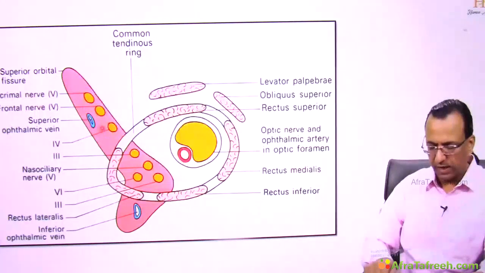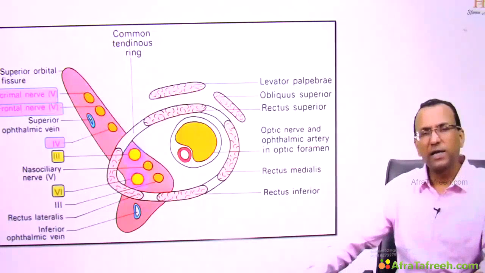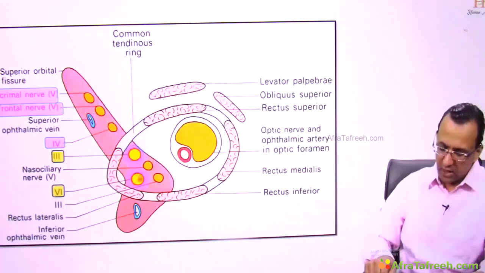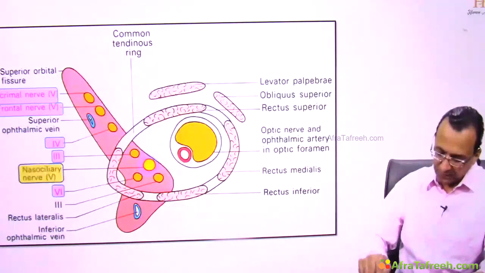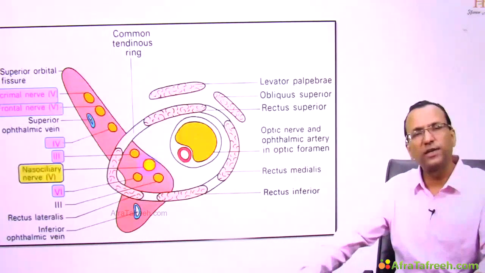So LFT nerves are left outside the ring of Zinn. Yes. Then who is inside the ring of Zinn? Inside the ring of Zinn are the number 3, 6 and nasociliary. If you say it is the number 3, 6 and nasociliary, where is the nasociliary nerve? I cannot see. It is here. If you say this is nasociliary, then why am I seeing 4 nerves here? There should be 3 nerves.